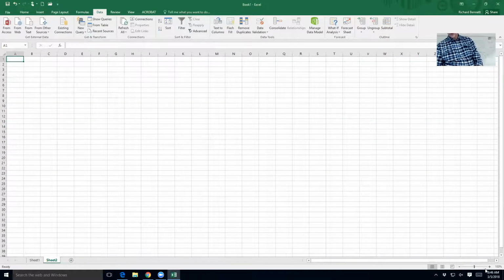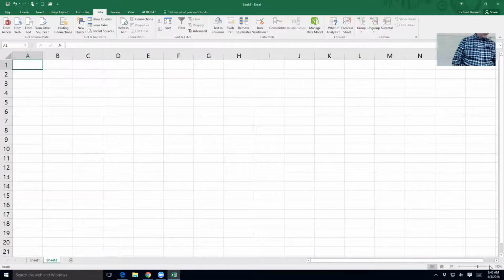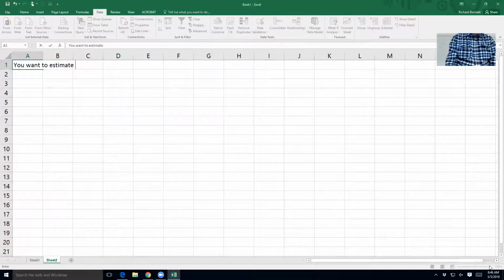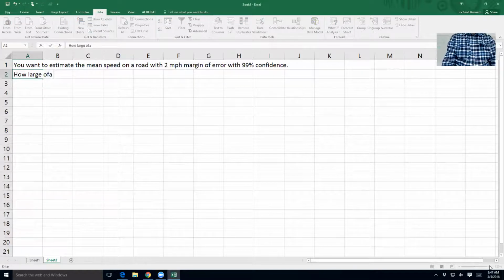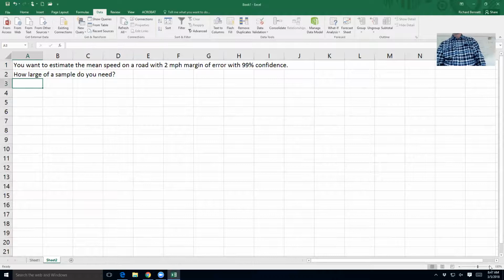Okay, so let's say you want to estimate the mean speed on a road with a 2 mile per hour margin of error. How confident do you want to be? Let's be 99% confident. 99% confidence. How large of a sample do you need?